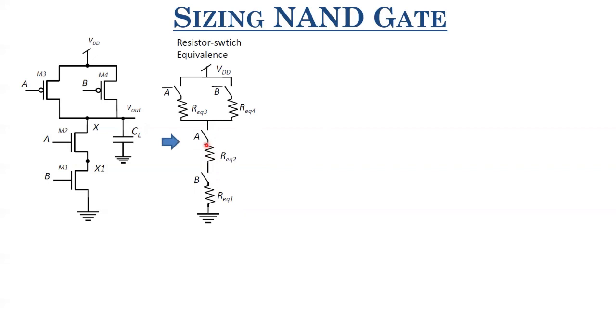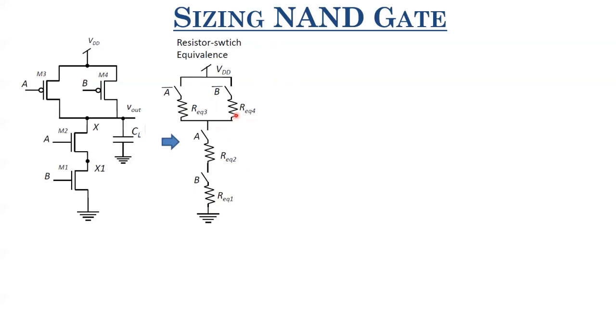And its on resistance is R equivalent of two. I mean, you cannot call it on resistance. It's actually the equivalent resistance going from VDD to 0.5 VDD, right? That is how we define this R equivalent resistance. So this is the switch with R equivalent. That is how we are representing this MOSFET here. So now we are looking at its resistor switch equivalent.